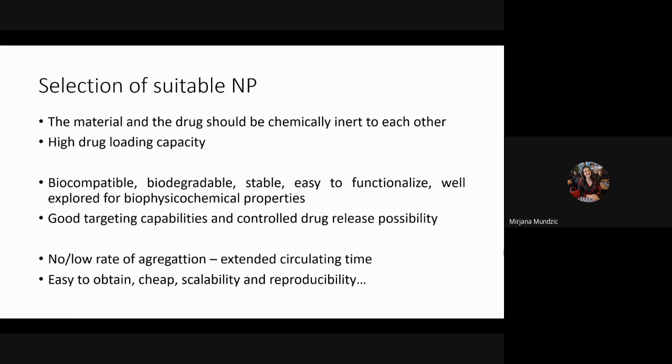What is also important, and I would like to stress, is that the nanoparticles should show a low rate of aggregation, because we need an extended circulating time, and in the best case, there should be no aggregation at all.